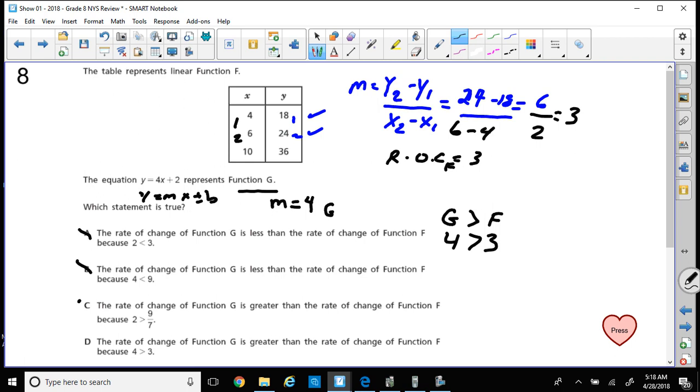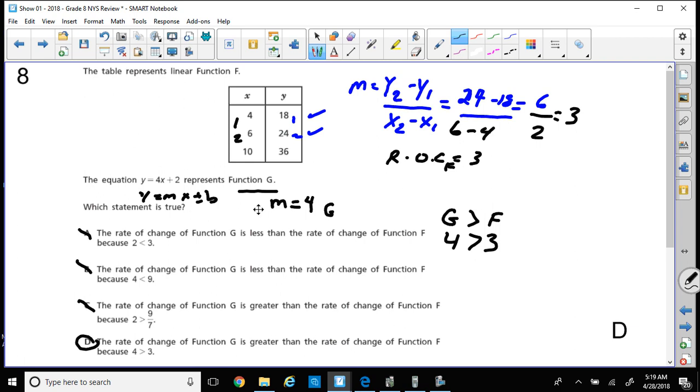So it's got to be D. All right, rate of change for function g is greater than the rate of change for function f. And there it is. That's what we wrote. So I'm going to select D. And let's check it. D is correct.